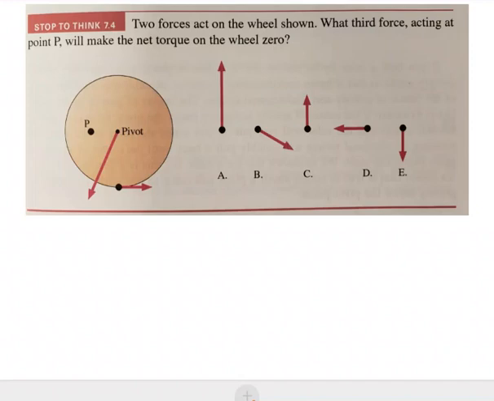Two forces act on the wheel shown. What third force acting at point P will make the net torque on the wheel 0? So we need some sort of force applied to point P that will make the net torque 0. So what is that? The one pointed directly away from the pivot point. Some extra force that equals 0? Oh, because it's not doing anything. So I'm going to say what I think.